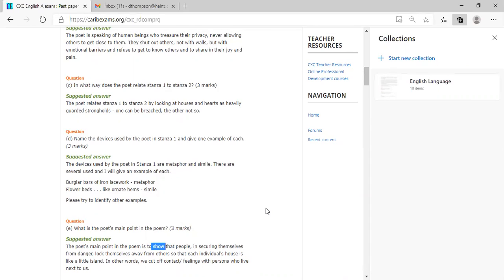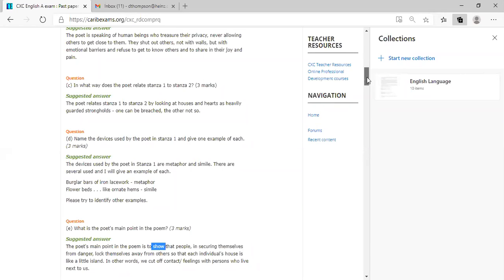So either you're going to say the poet's main point in the poem is to highlight, is to show, is to bring about, right? That people, in securing themselves from danger, lock themselves away from others so that each individual's house is like a little island. In other words, we cut off contact and feelings with persons who live next to us.